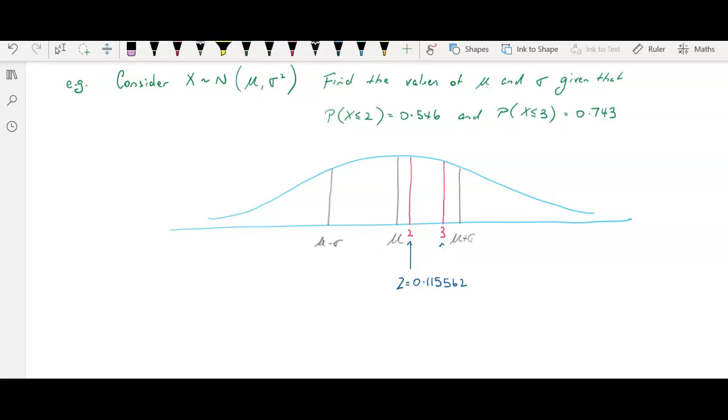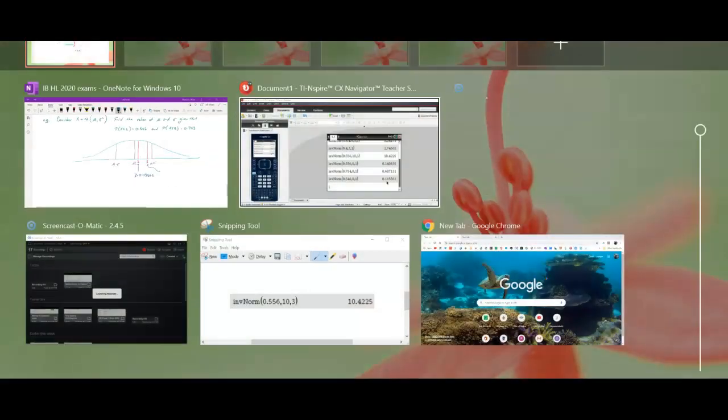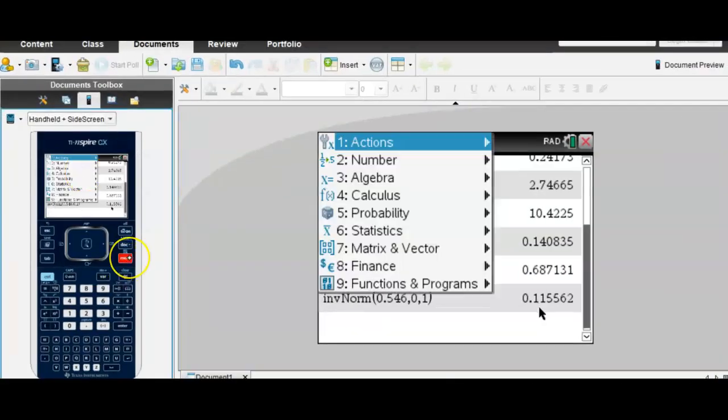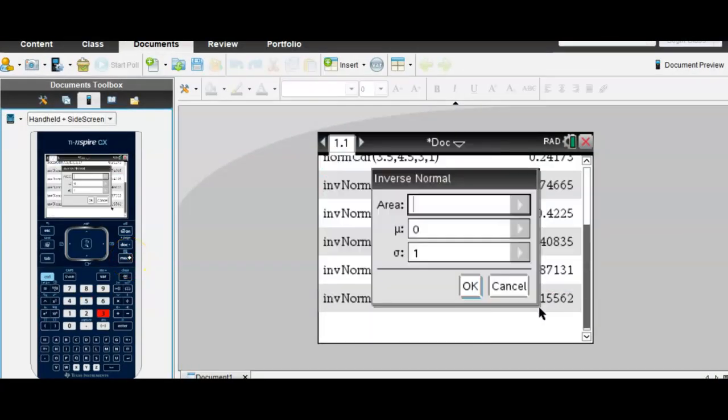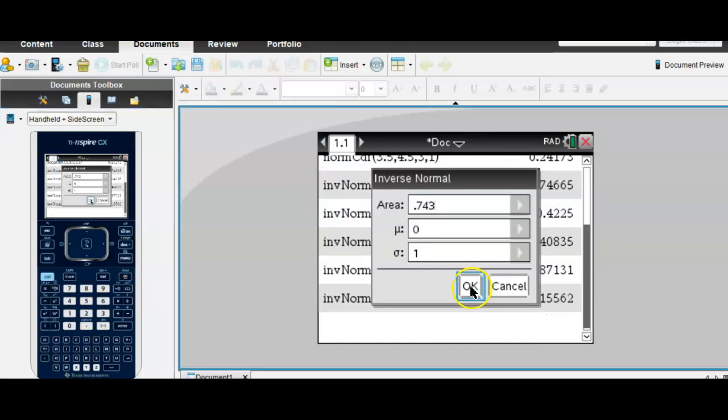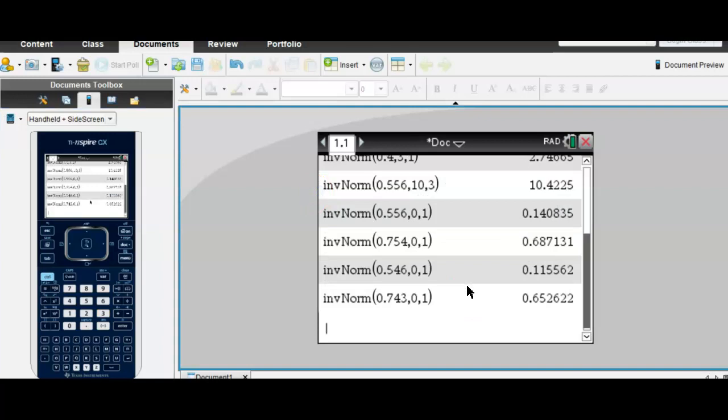All right, I need a z-score for 3. I just need a little bit more room. I rubbed something out there, didn't I? That was a mu in there. Okay, so what is it for 3? Well, 0.743 is my area, so menu, 553, 0.743. That's all done. Let's click for z-score: 0.652622.